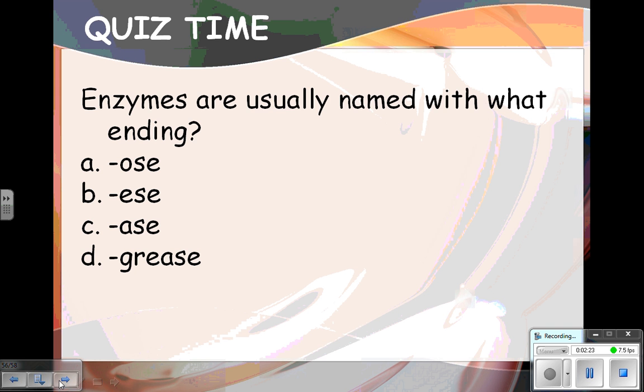Enzymes are usually named with what ending? And the answer here is ACE. Remember, OS is for sugars, and I made up the others, and ACE is for enzymes.